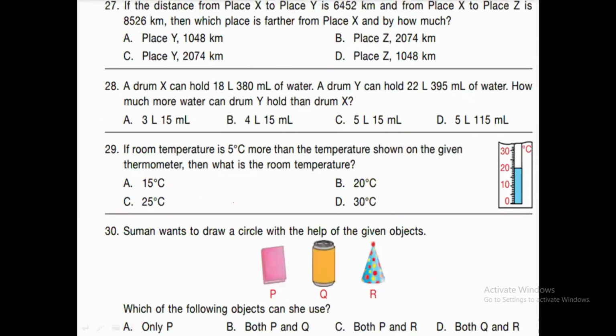Now let's move on. The next question that we have is question number 27, and it is like, if the distance from place X to place Y is 6,452 kilometers, and from place X to place Z it is 8,526 kilometers, then which place is farther from place X?